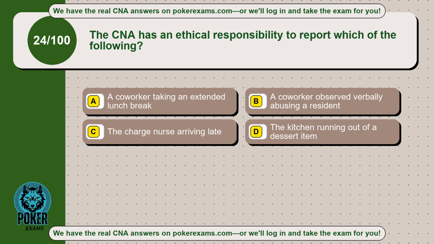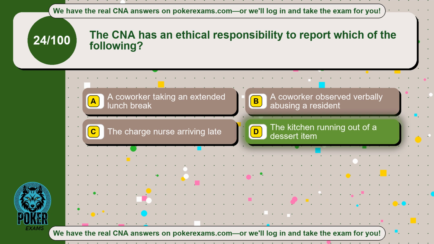Question 24. The CNA has an ethical responsibility to report which of the following? Option A, coworker taking an extended lunch break. Option B, a coworker observed verbally abusing a resident. Option C, the charge nurse arriving late. Option D, the kitchen running out of a dessert item.